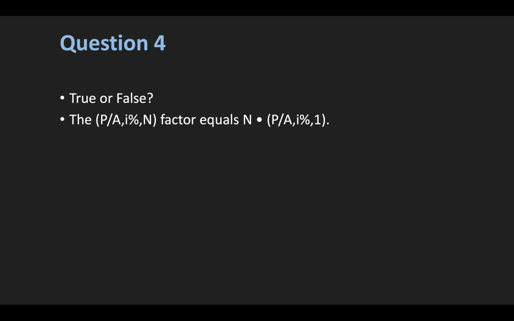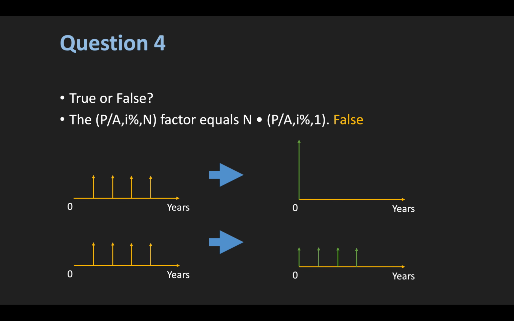Okay, so this is false. And the reason is this. For this function, this is the correct one. We use it many times. We have an annuity, something like this. When we apply this function, we get this.